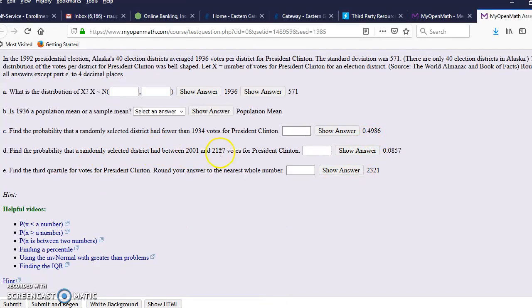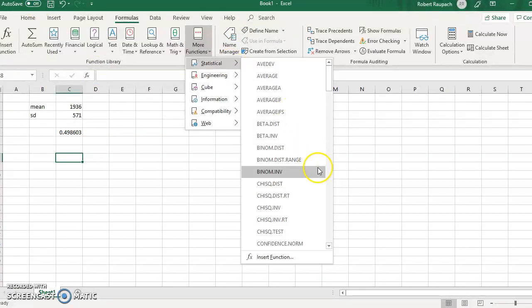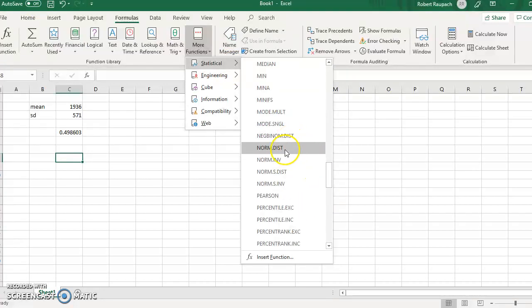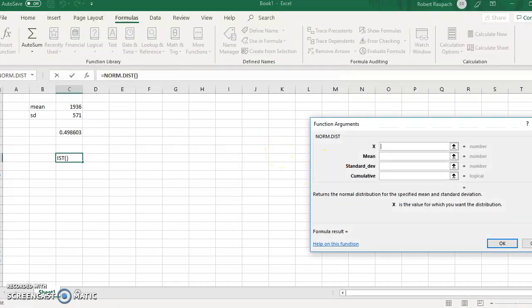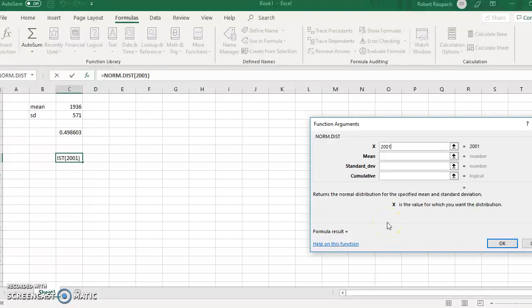Between 2001 and 2127, you do the same exact thing I just did for 2001 and 2127, and then you subtract the two probabilities from each other. So again, use statistical norm distribution again. What was that? Let's see, I have a short memory. 2001, mean 1936, standard deviation 571, always 1 here.